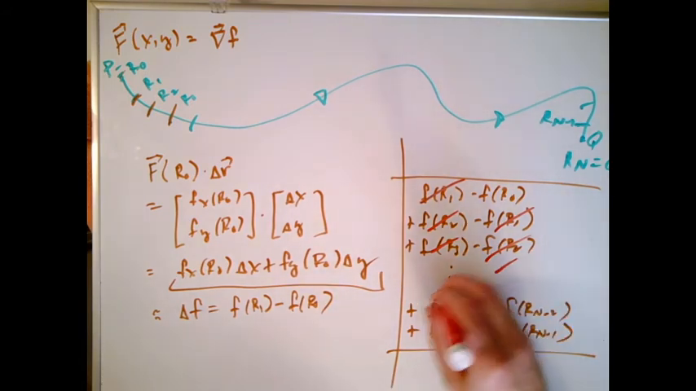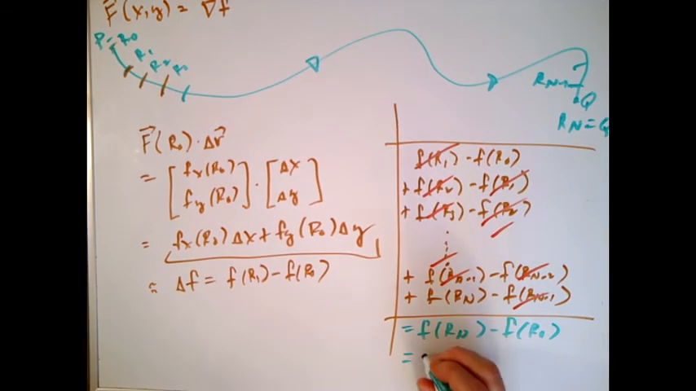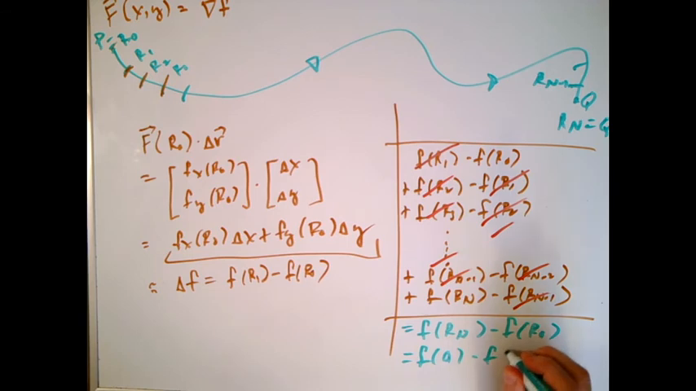F of rn minus 2 would be right here and cancels with that. F of rn minus 1 is right there, cancels with that. And all that we're left with is the very last term over here. This is f of rn minus f of r naught. Remember, Rn is Q. This is just f of Q minus f of P. And funnily enough, that's our estimate.